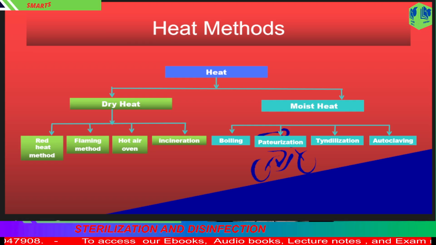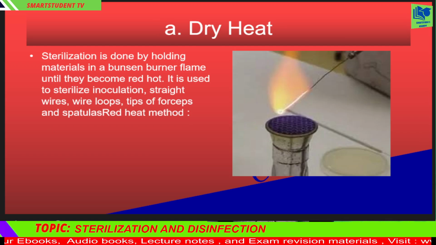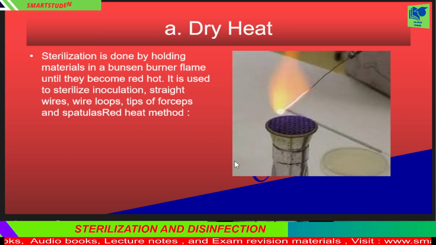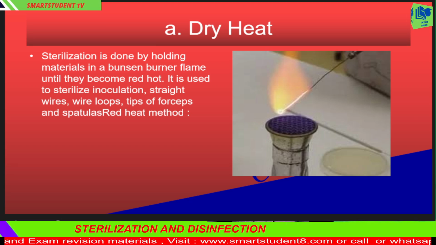Dry heat method can further be categorized into: 1. Red heat method. In this method, sterilization is done by holding materials in a Bunsen burner flame until they become red hot. This method is commonly used in microbiology labs to sterilize inoculating loops. The method is quick and effective. However, it is only suitable for metal instruments.